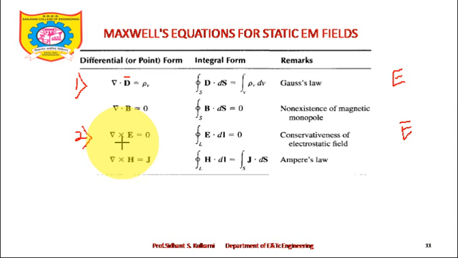The major contribution of Maxwell is the introduction of JD, but right now he has just taken the expression as it is. We are going to see it for the static EM field. This is important: when we go for the time varying electromagnetic field, at that time certain changes are going to happen. So the second expression is del cross E bar is equal to 0.